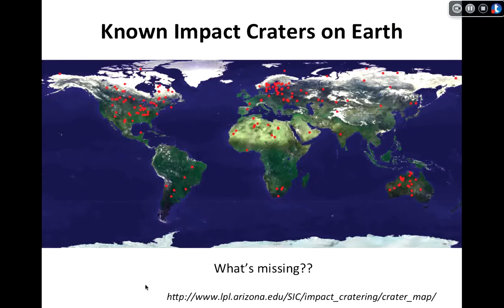Alright, so, known impact craters on Earth. The red spots mark places where we know there are impact craters. So, what's missing? Do we get impact craters everywhere? Are there places that are immune from impacts? Yeah? So, do you see any red dots in the oceans, in the big blue areas? No. So, why is that? Oh, yes, there is one. You found one? I see. All right, so why don't we have impact craters in the oceans?